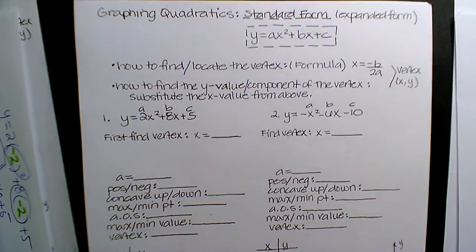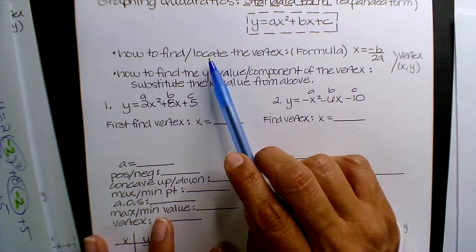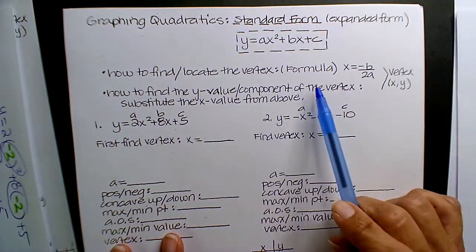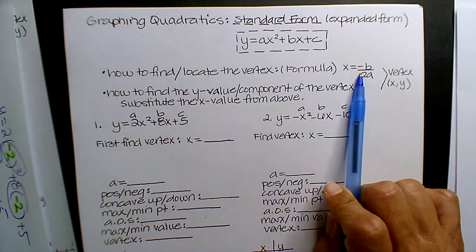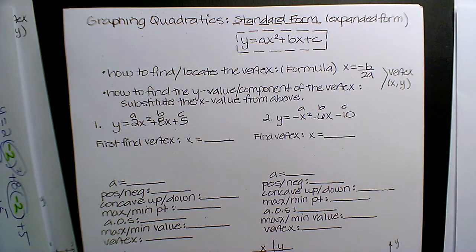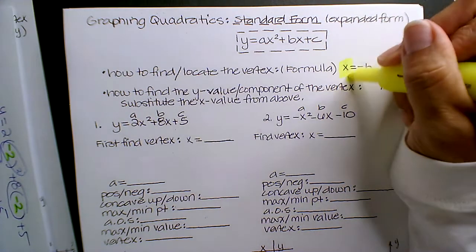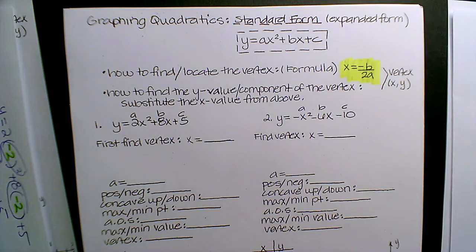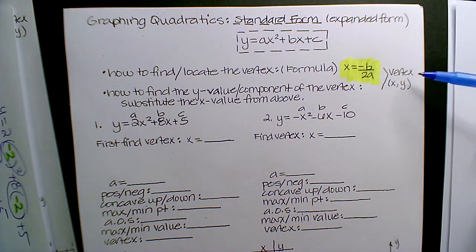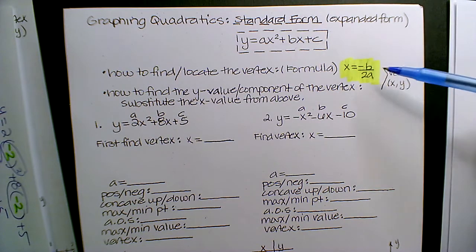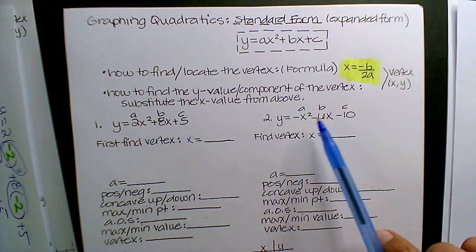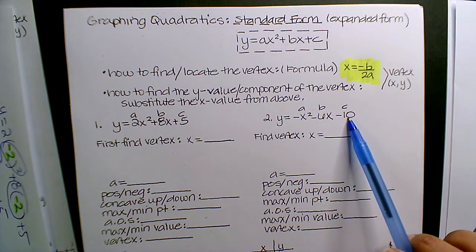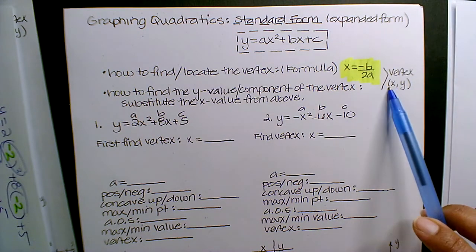Okay, so ABC. The way how you find or locate the vertex is using this formula. You have to use it. If you don't use it, your vertex is like trash, okay? You have to use that. Now, once you get that number, you're going to input, output for the y value to the vertex. So once you get this number, that's x. How do you find the y? You have to substitute that x into the given function or the given quadratic and solve for y.